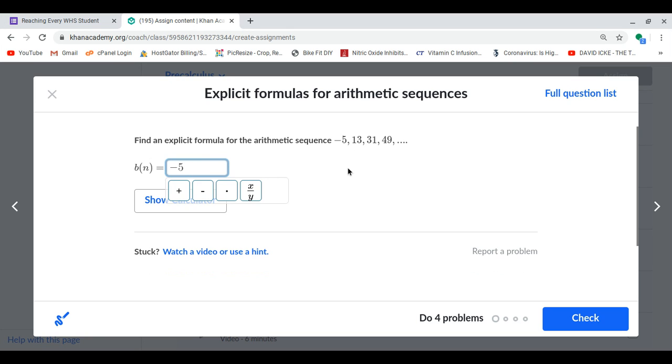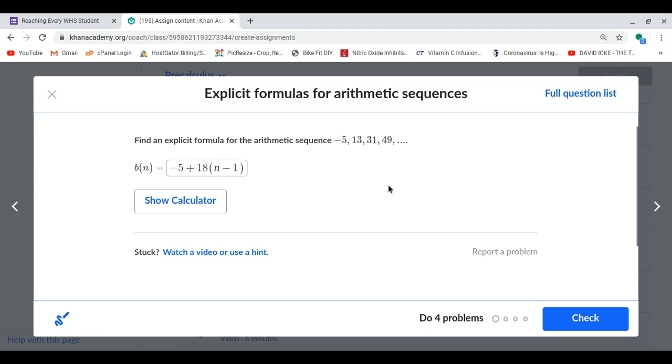So to go from -5 to 13, we have to go up. We have to add 5 to get to 0. And then we have to add another 13 to get from 0 to 13. So 5 plus 13 is 18. So we have to add 18. And we're going to multiply that by the n minus 1 term. Okay? So what that means is that every additional term beyond the first term will add 18 more.